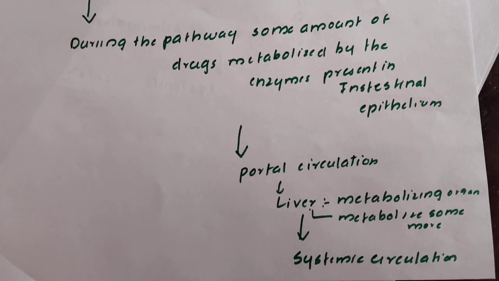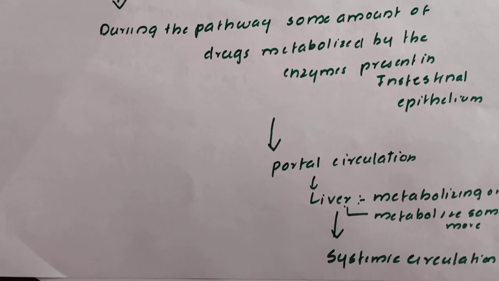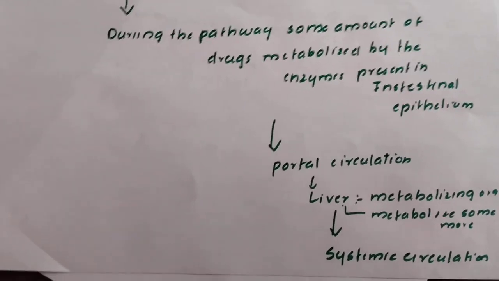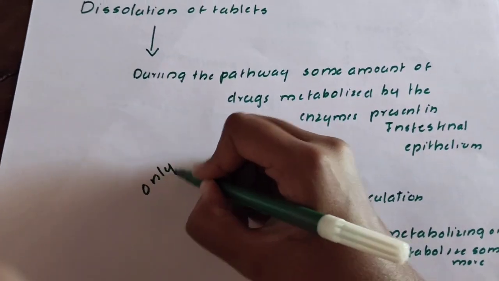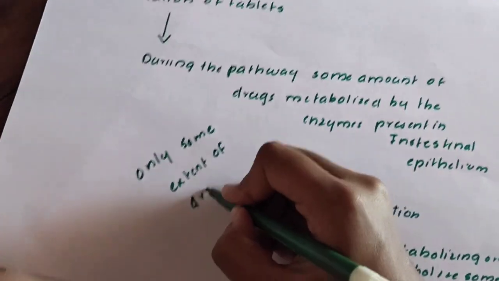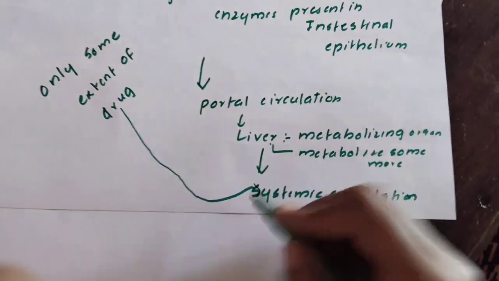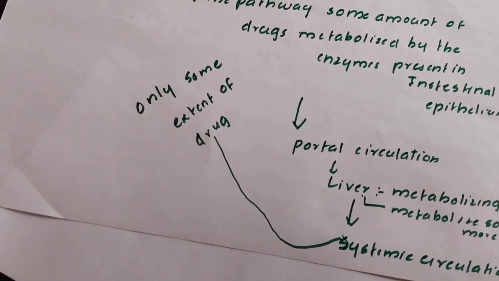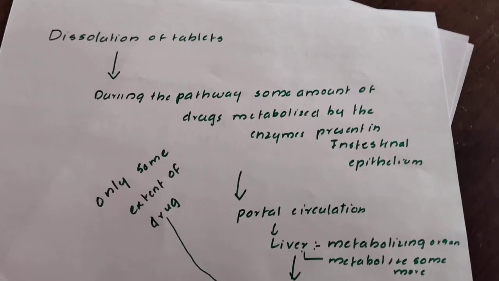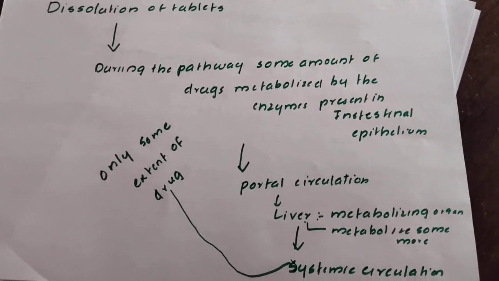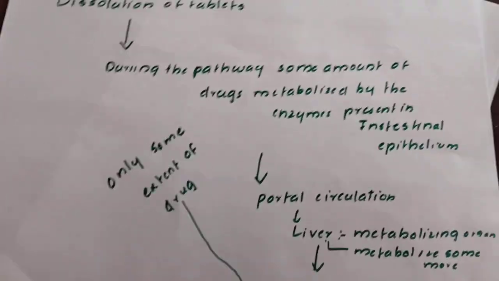The portal circulation reaches the liver, and as we all know, the liver is the major metabolizing organ, so some more drug gets metabolized before reaching the systemic circulation. What do you understand from this? Only a portion of the drug reaches the systemic circulation. Why? Because after dissolution, the drug is metabolized in the intestinal epithelium, and after that the liver also metabolizes it. Only some portion of the drug reaches the systemic circulation.